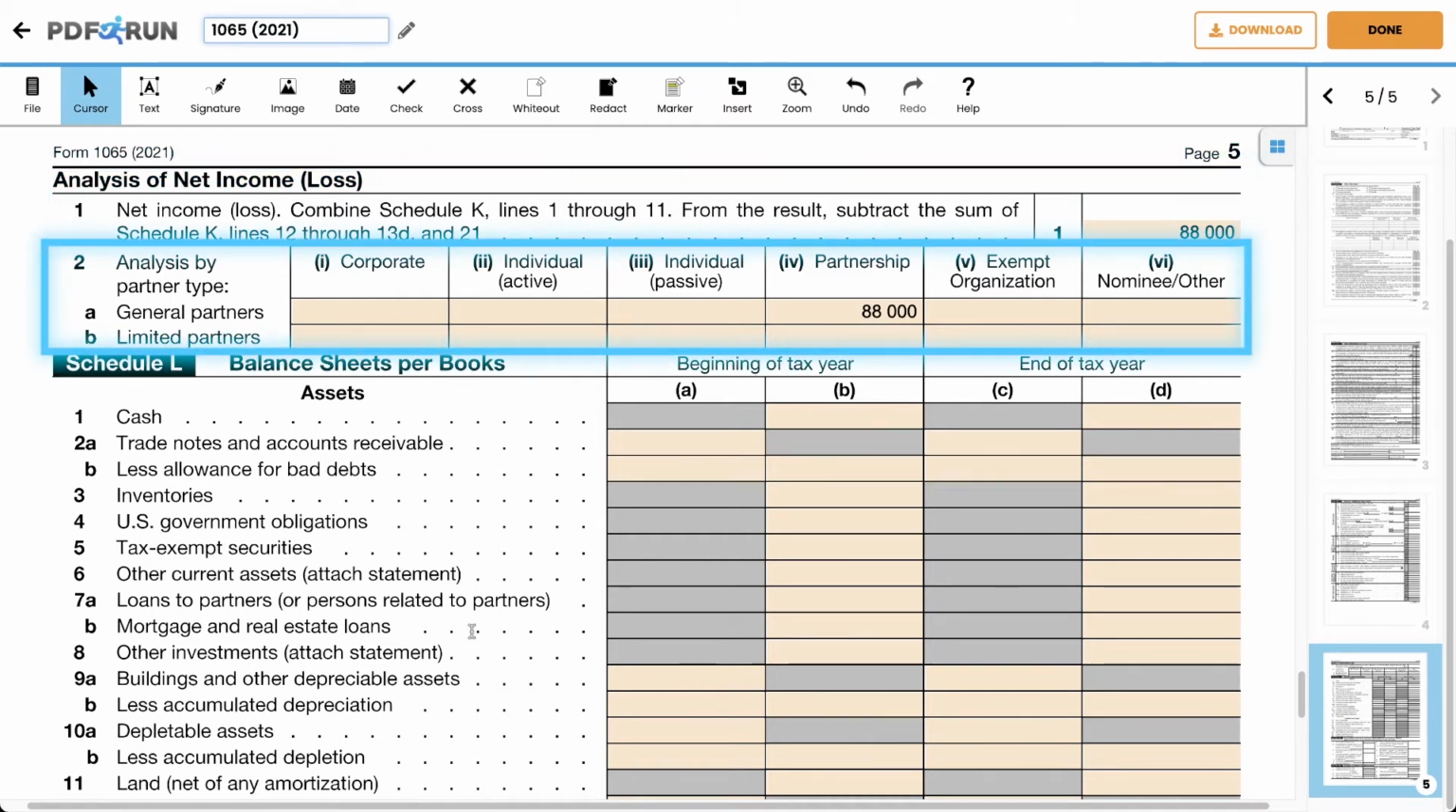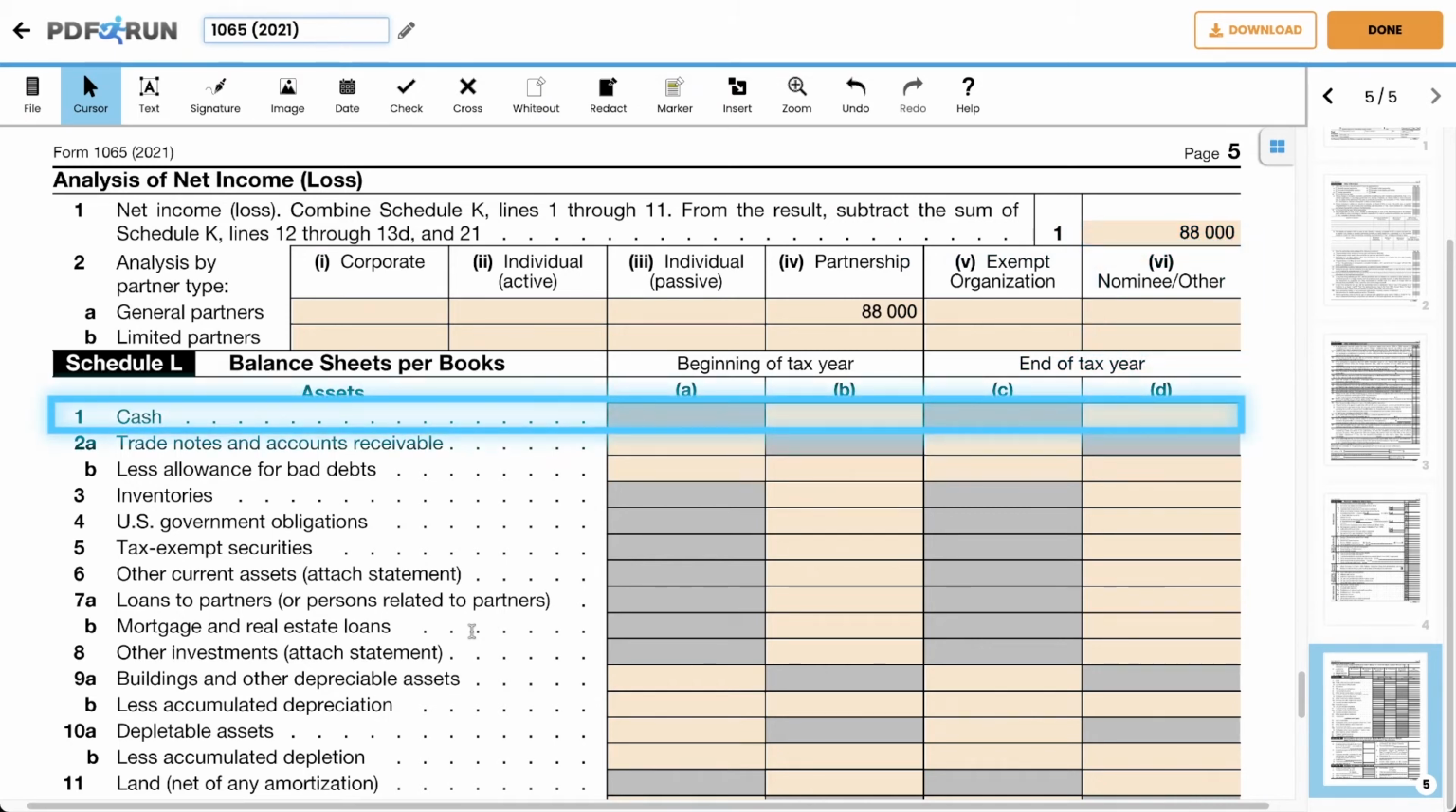Line 2. Enter the following analyses for each column for A. General partners and B. Limited partners. The columns that must be filled out are as follows. 1. Corporate. 2. Individual, active. 3. Individual, passive. 4. Partnership. 5. Exempt organization. 6. Nominee, other.